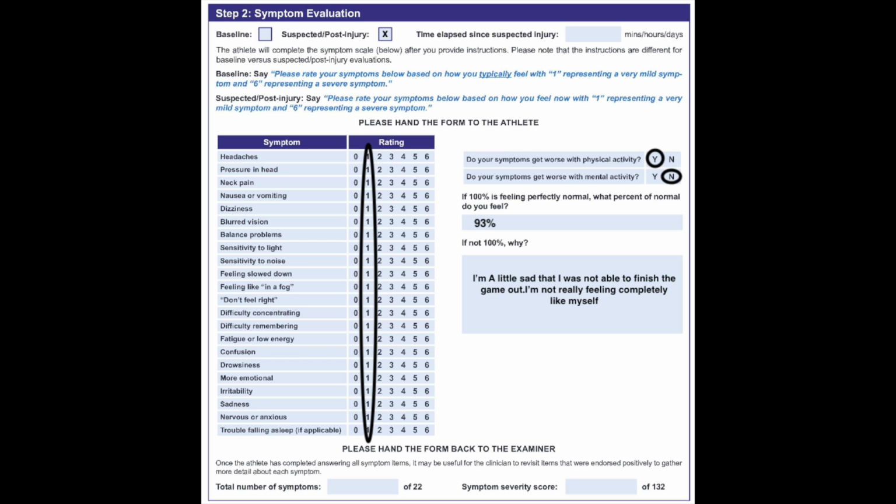Now that your patient has finished filling out their symptom score, you need to go in and add up the total number of symptoms. So that will be out of 22. And next you need to add up the total symptom severity score. And that is out of 132. And when you're done with that, make sure that you put at the very top right corner how much time has elapsed since the suspected injury occurred.